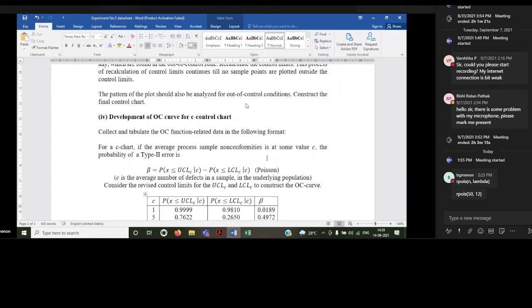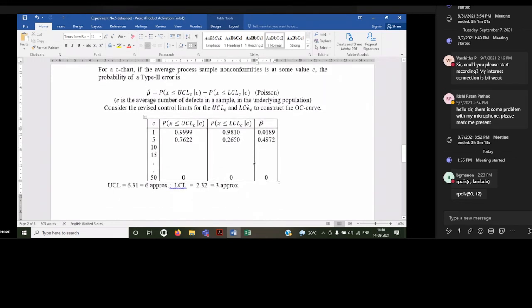There is an NPTEL lecture of Professor J. Thakkar, who was our former faculty in our department. He is also explaining exclusively how to calculate the OC curve for P chart, C chart and all. If you search for the NPTEL lecture for OC curve for C chart, Professor Thakkar's NPTEL video will come up. You can also see that, but it's not required because this is more than sufficient.